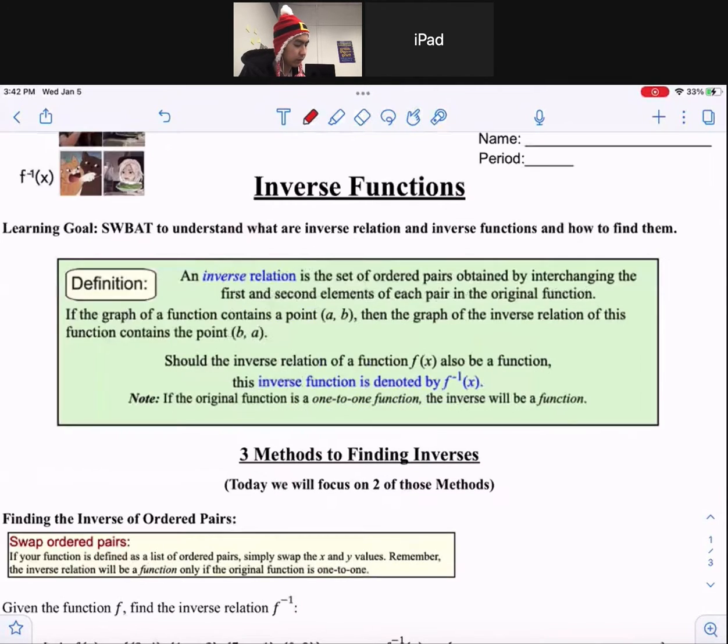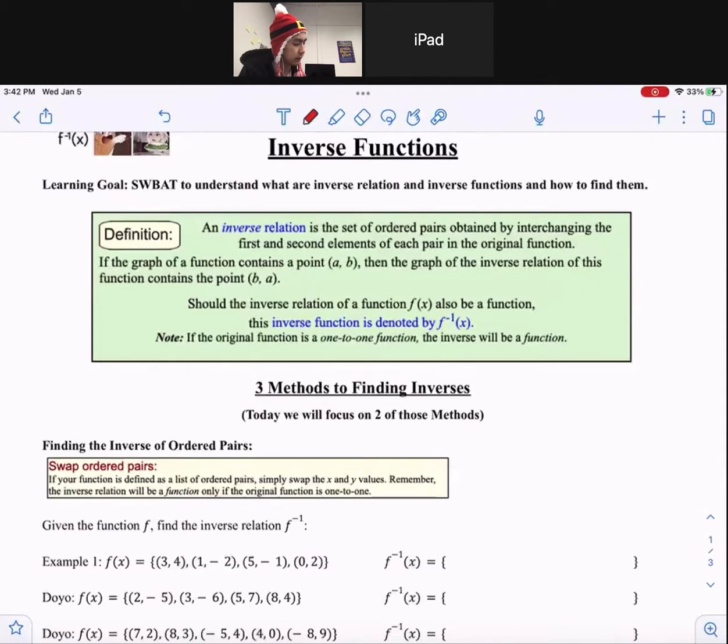So here's the definition of an inverse relation, you guys. It's the set of ordered pairs obtained by interchanging the first and second elements of each pair in the original function. If the graph of a function contains a point (a, b), then the graph of the inverse relation of this function contains a point (b, a).